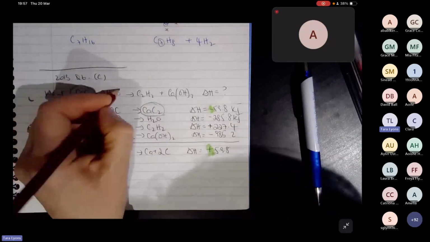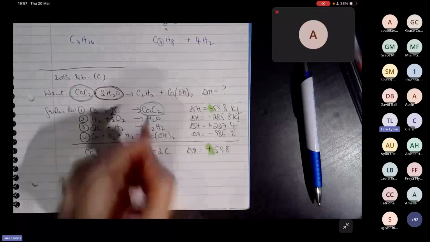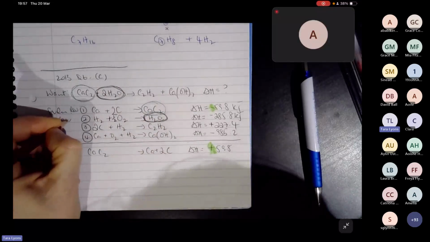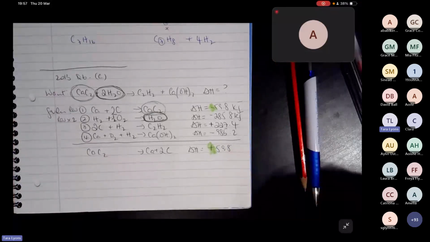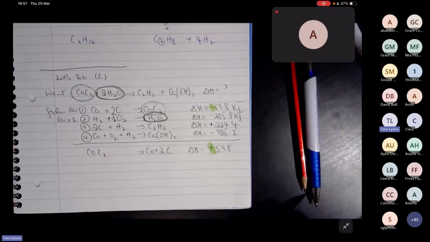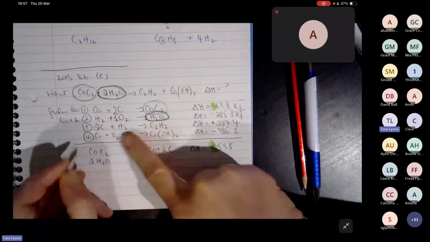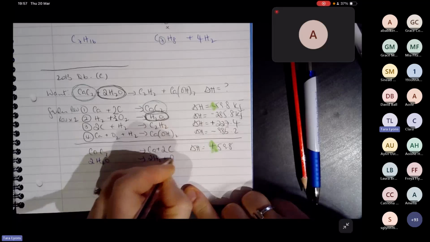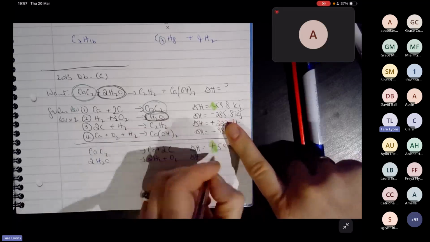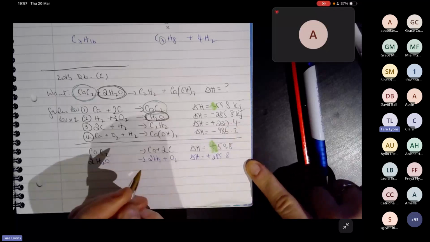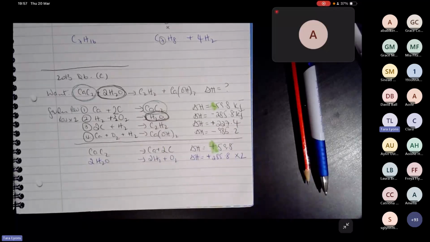I would like 2 waters on the left-hand side. This guy's got 1 water on the right-hand side. This guy needs to be reversed and times 2. The whole thing is reversed and times 2. So if I reverse this, it's going to be 2 H2Os to give you 2 H2s and an O2. And the heat change, folks, is going to become plus 285.8 times 2. Don't forget, times 2. Everything by 2.